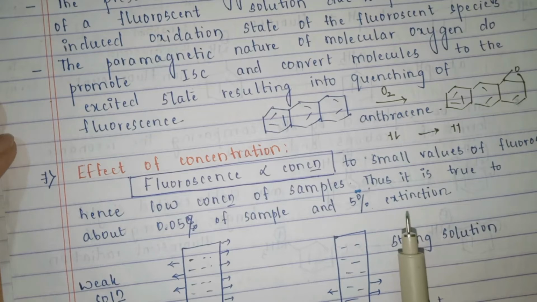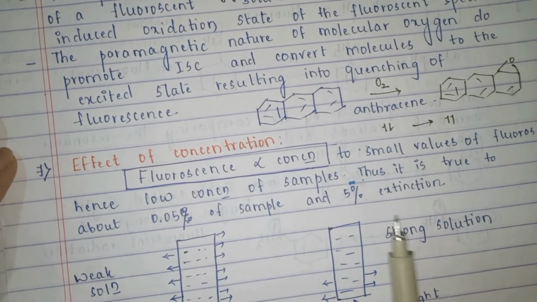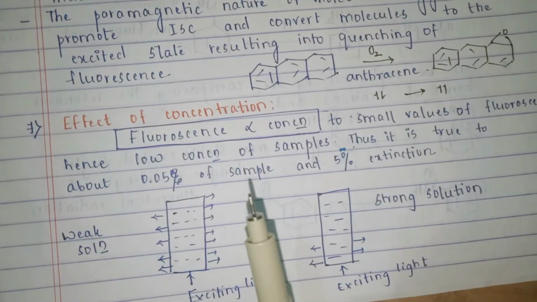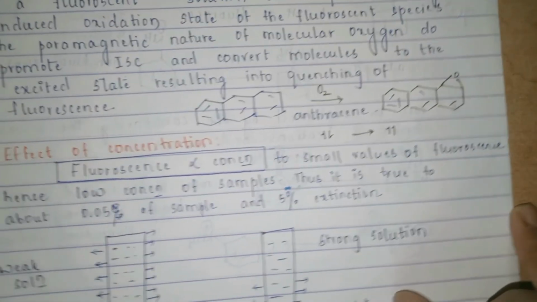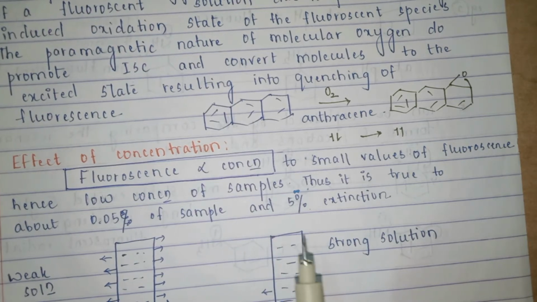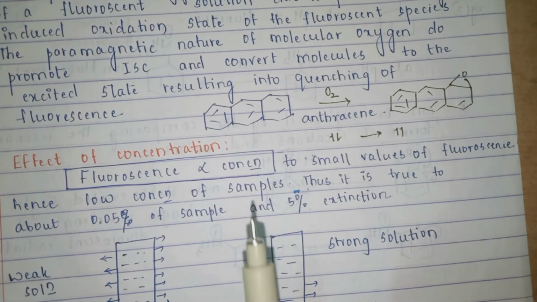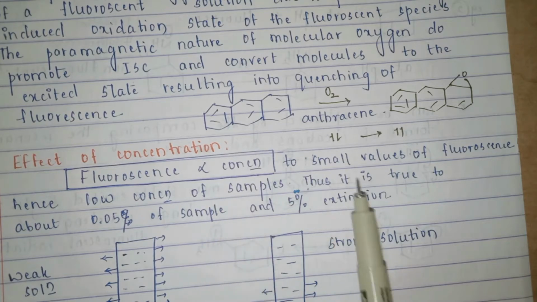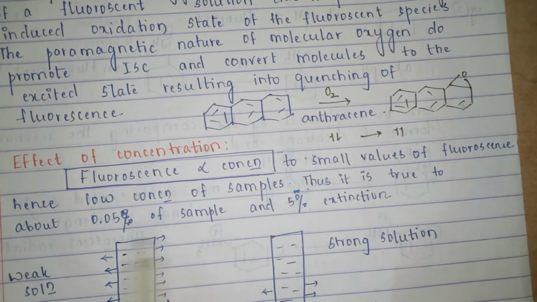Now the next concept is the effect of concentration. First of all, when we try to learn UV-visible spectroscopy, we always learn about Beer-Lambert's law. Based on Beer-Lambert's law, whatever the absorption is, it is dependent on the concentration. Beer-Lambert's law also says that only in dilute solutions may UV-visible spectroscopy work. On the same phenomena, fluorescence is directly proportional to concentration. That is, for small values of fluorescence, hence lower concentrations of the samples work.